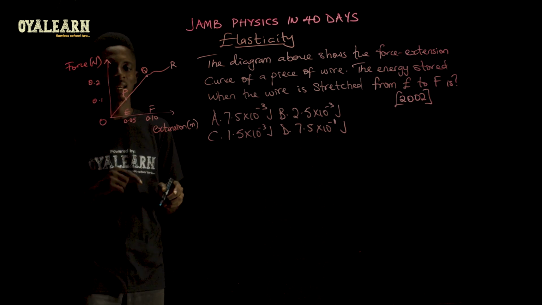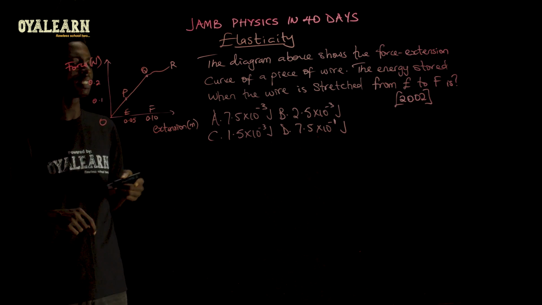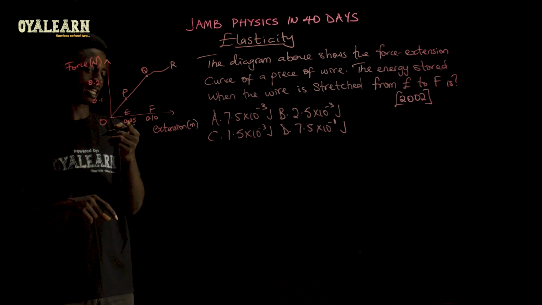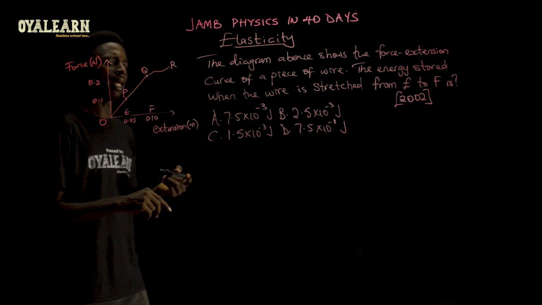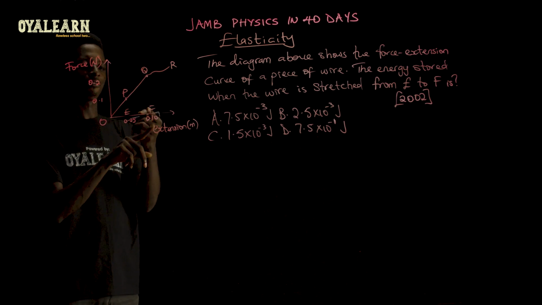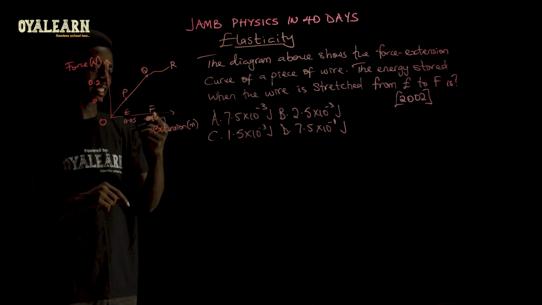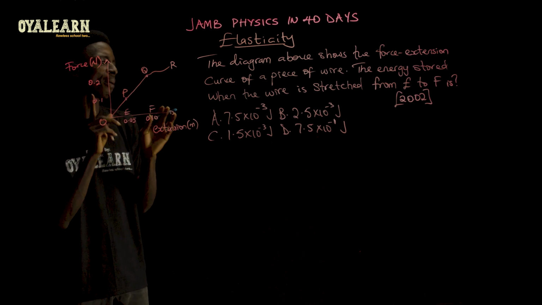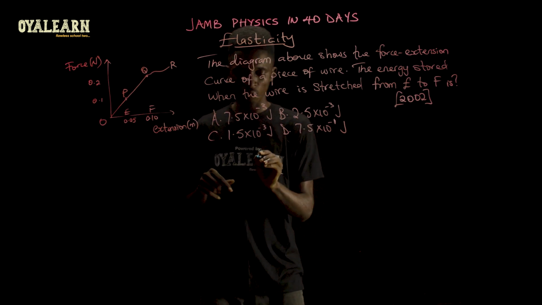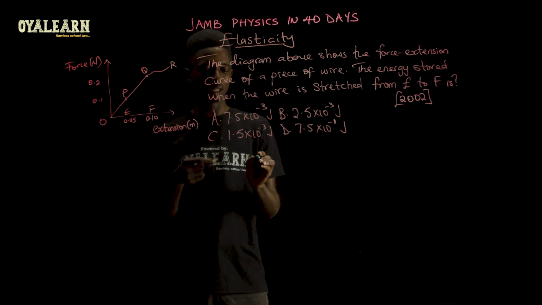So when we consider that, we see that at E, the force applied at that point is 0.1 newtons, and the extension at that point was 0.05. So this will be the start length that we're going to be working with. And then at the final length where we have F, we see that the force has gotten to 0.2 newtons, and the extension is now 0.10, right? Now, applying the knowledge we've gotten so far, we know that the energy is the same as work done, as I said at the beginning of the video.